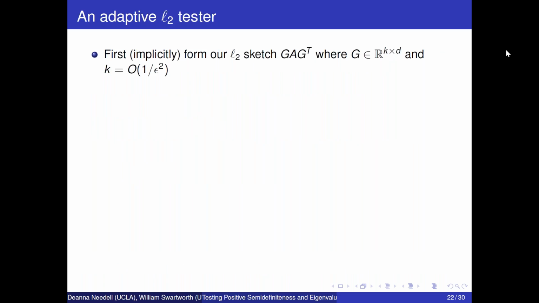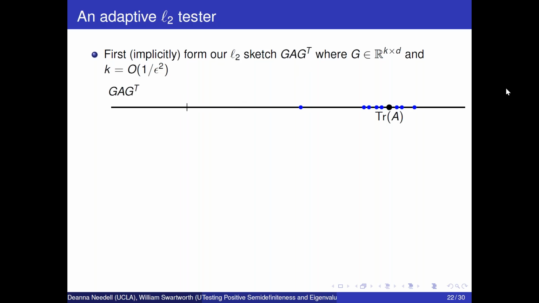I mentioned the result for p equals 1. You can apply it for L2 testers. You need a larger dimension: k is 1 over epsilon squared instead of k is 1 over epsilon. Roughly the idea is for L2 testing, remember we had this issue, well, A might have a negative eigenvalue, but after sketching and getting GAG transpose, all the eigenvalues are positive and concentrated around the trace. There's just this suspiciously small looking eigenvalue.